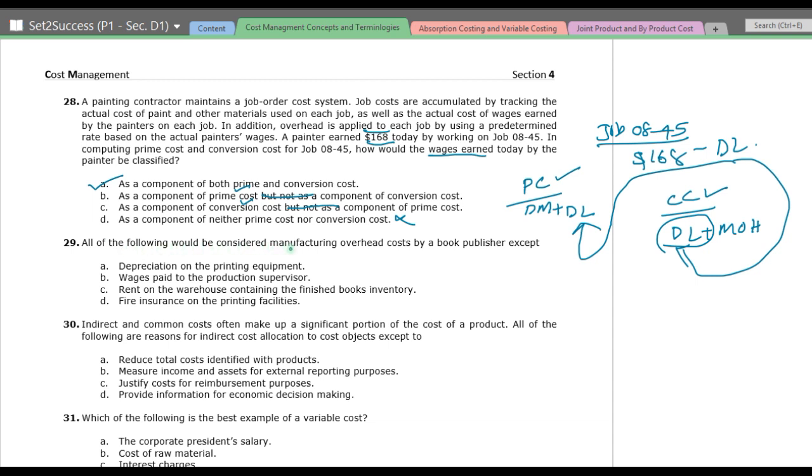Next. All of the following should be considered manufacturing overhead cost by a book publisher except. They're asking for manufacturing overhead cost by a book publisher. So let us understand all these options. Depreciation on printing equipment is manufacturing overhead. Wages paid to production supervisor, that is manufacturing overhead. Fire insurance on printing facility, that is manufacturing overhead. Rent on warehouse containing finished books inventory is selling and admin expense.